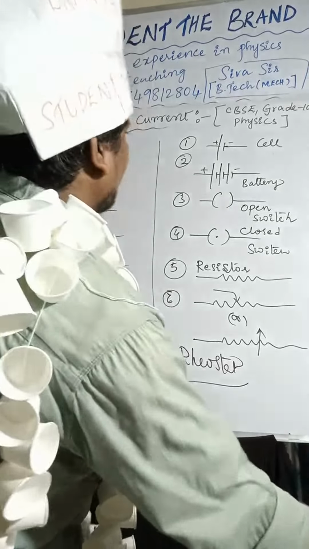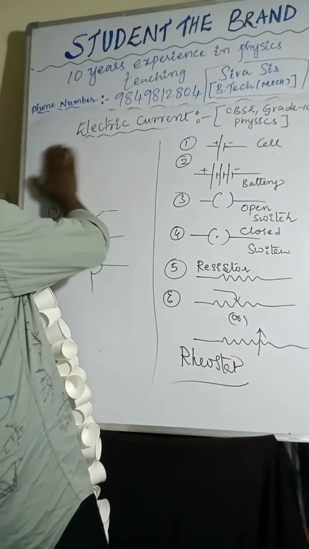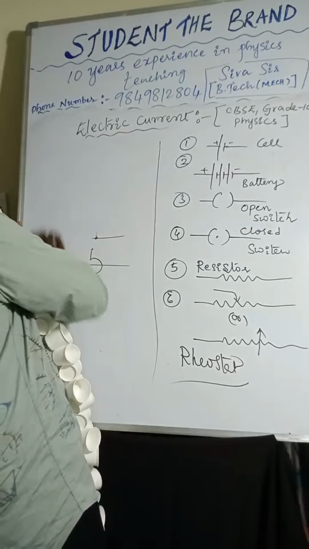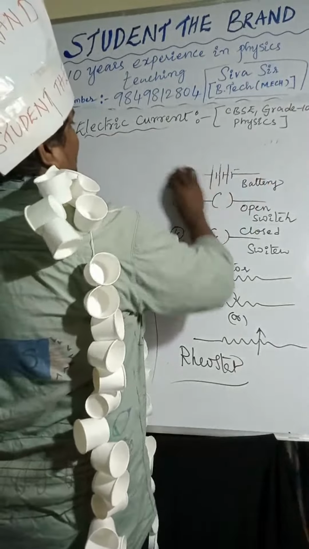Coming to the next one. Electric current is completed. Now we'll discuss the electric circuit.